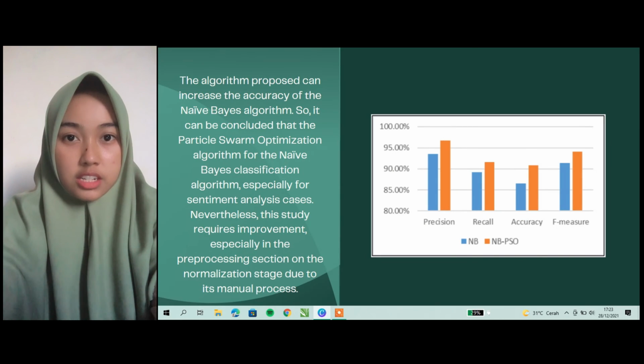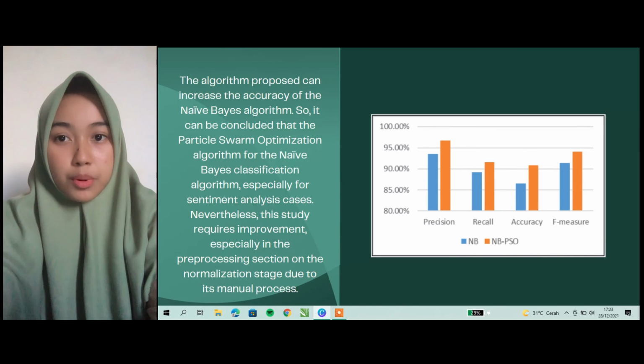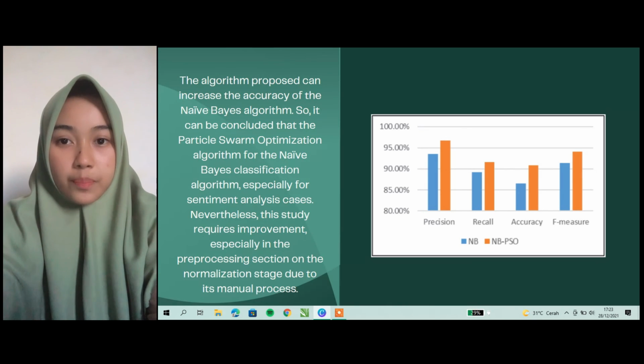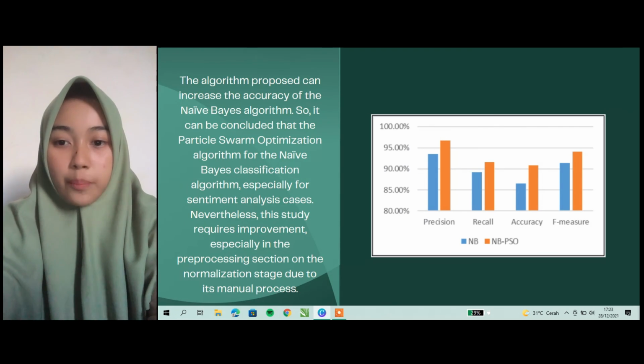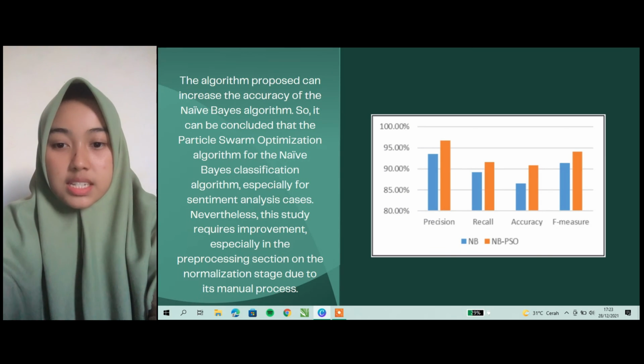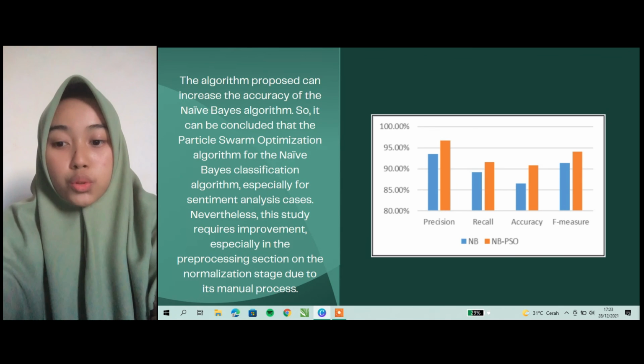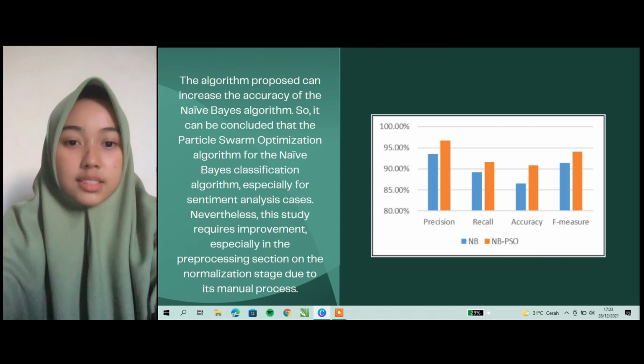The last result and discussion is that the proposed algorithm can increase the accuracy of the naive-Bayes algorithm. So, it can be concluded that the particle swarm optimization algorithm improves the naive-Bayes classification algorithm, especially for the sentiment analysis case. Nevertheless, this study requires improvement, especially in the preprocessing section at the normalization stage due to its manual process.